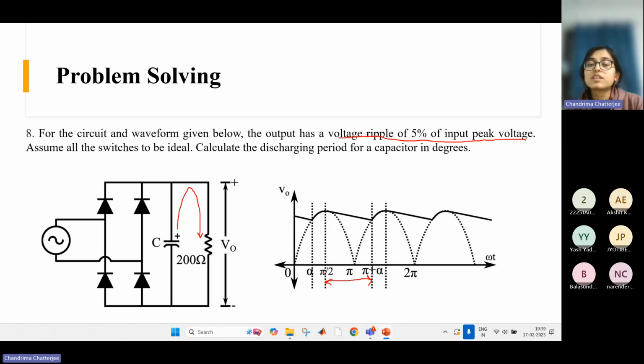So there are some annotations. This is 0, then this angle is alpha. This is pi by 2 obviously because this is the peak point of the sine. Then this is pi obviously. Then pi plus alpha, and then again the same cycle repeats. And this is 2 pi. This is the actual output voltage, right? And this is V naught.